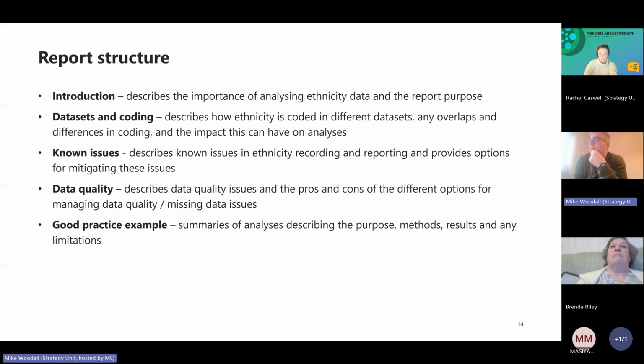We've then got a section looking at data quality, so it will describe the common data quality issues and the pros and cons of the different options for managing data quality and missing data issues. So it links back to the known issues, but it's specifically around data quality. And then finally, we want a set of good practice examples. We want summaries of analyses that different people have done across different areas, so within provider organisations, public health, commissioning organisations, social care.